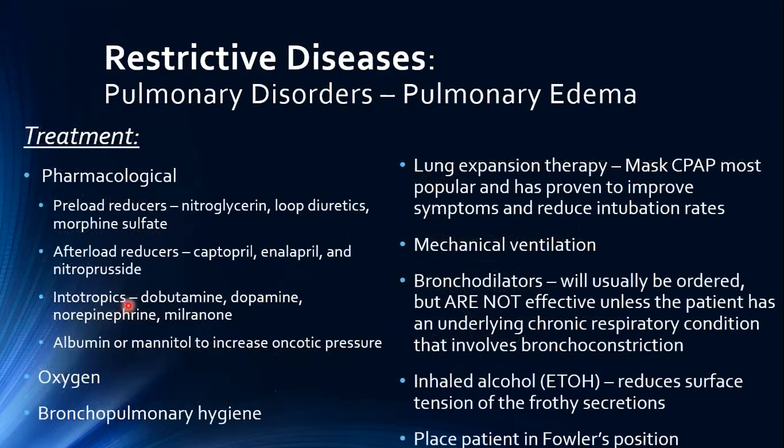How do we treat it? Well, we treat it pharmacologically. Preload reducers like nitroglycerin, diuretics, morphine sulfate, right? Afterload reducers like captopril, enalapril, and nitroprusside. Basically, we're trying to control the blood pressure. Might even give inotropics like dobutamine, dopamine, norepinephrine. You don't have to know none of these medicines because you don't give these medicines. But we give oxygen, bronchial hygiene, right?